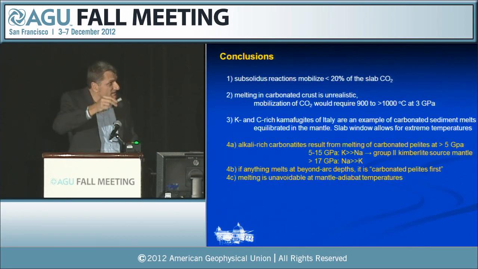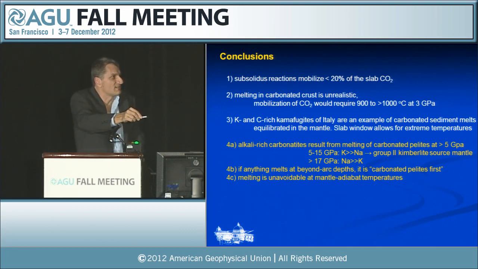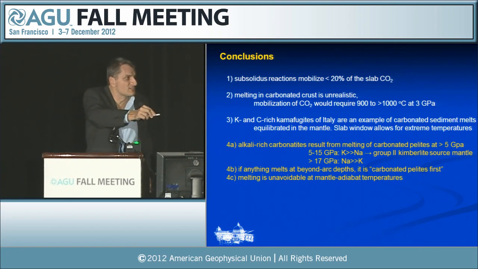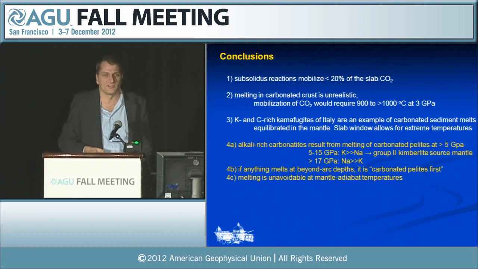Okay, so alkali-rich carbonatites form from melting of carbonated pelites. They are highly potassic up to 15 GPa, above 17 they're highly sodic. If anything melts beyond the arc, it's certainly these carbonated pelites first. There's no other lithology that has a lower melting temperature.